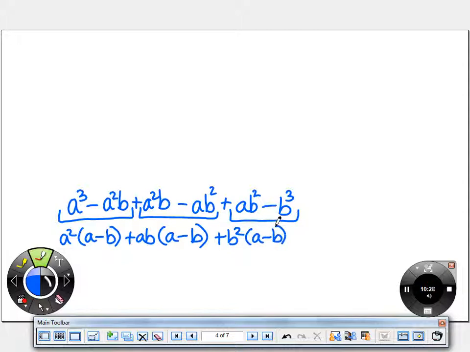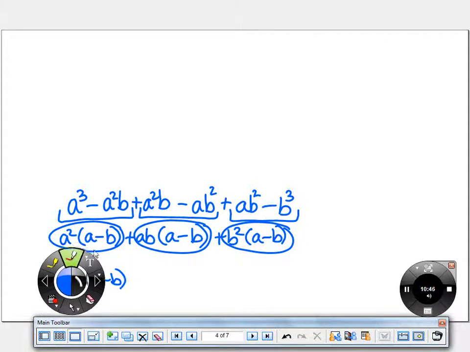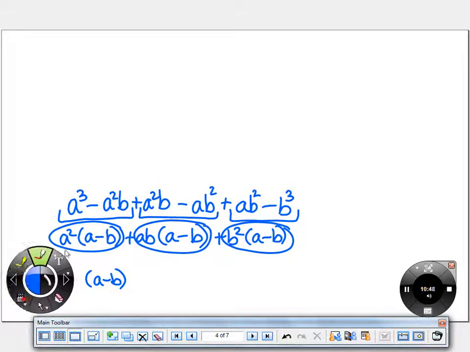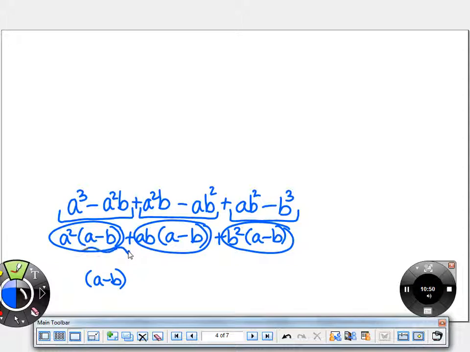Why do I think I chose a good order? They all have a minus b. So that means there are 3 terms that I see here right now. 1, 2, 3. And those 3 terms have a common factor, which is a minus b. If I factor a minus b out of the first term, what's left in the first term? Just a squared. And if a minus b is distributed there, that would be that term, right?